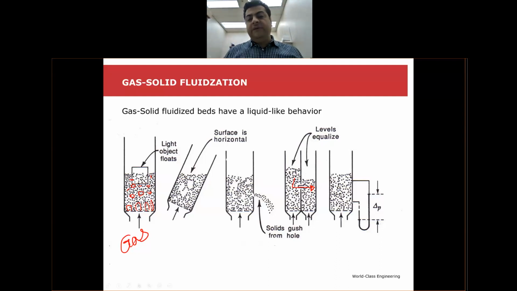And also, if you have a bed, you can easily measure, if you have a pressure transducer, and you put one leg of the transducer at one height and another at a second height, you can easily measure the pressure drop across the bed length. So all these behaviors that you see are similar to the case of, for example, a glass of water. You can see all these behaviors with a glass of water as well. That's why we call them fluidized bed.